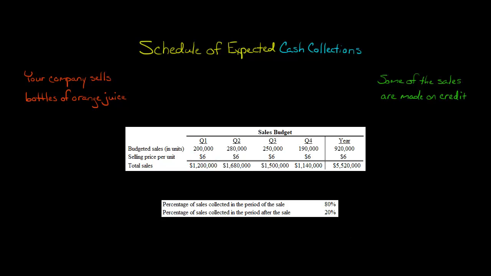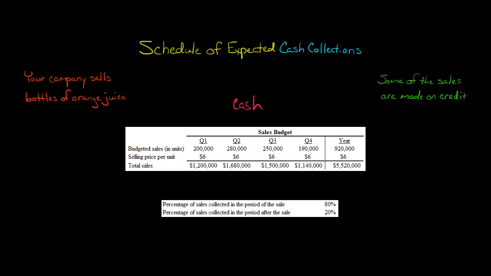Now, here's the catch. Some of these sales are going to be made on credit. So when we're managing our cash, we need to say, okay, how much of this 1.2 million are we going to collect in the same period in quarter 1, and how much are we going to collect in future periods? Because if we're going to manage our cash, we need to know our cash receipts, right? We're going to put together a cash budget. We want to make sure at no point do we run out of cash. So we have to say, okay, we made 1.2 million in sales, but when are we actually going to receive the cash from that?